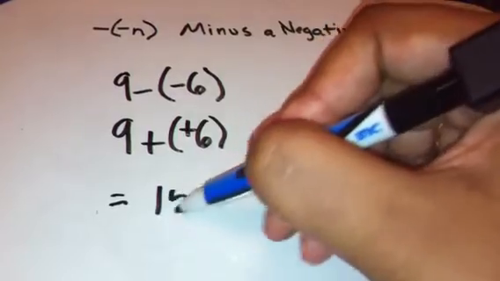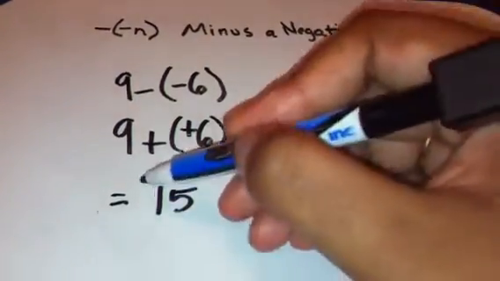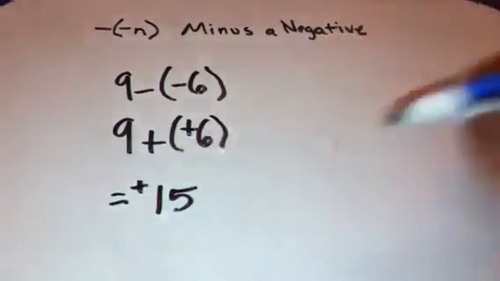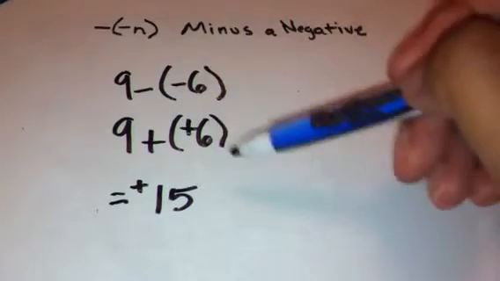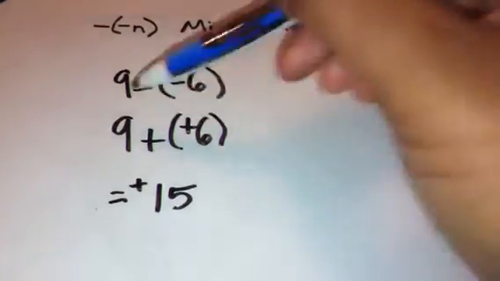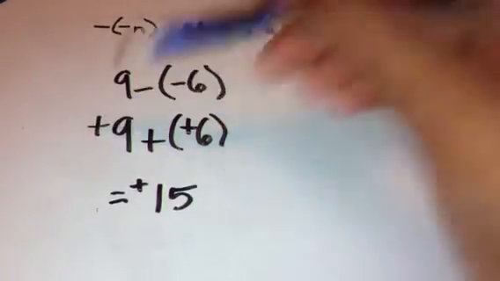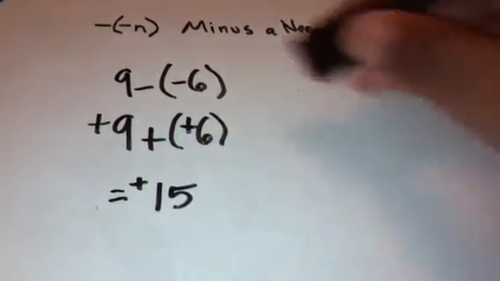And our answer there is 15. Positive 15. 9 plus 6 is 15, and you take the sign that both of the numbers have, and both of the numbers are positive. Okay, let's do another one.